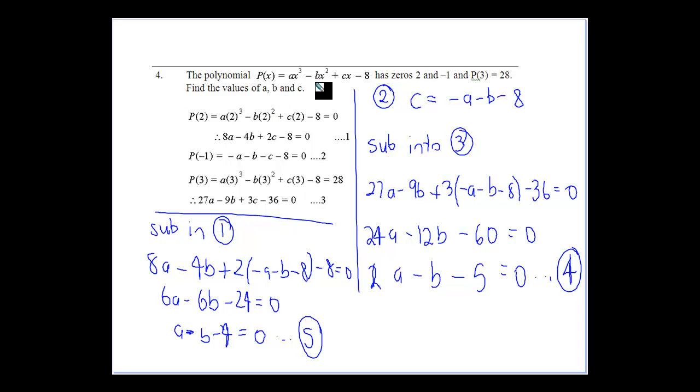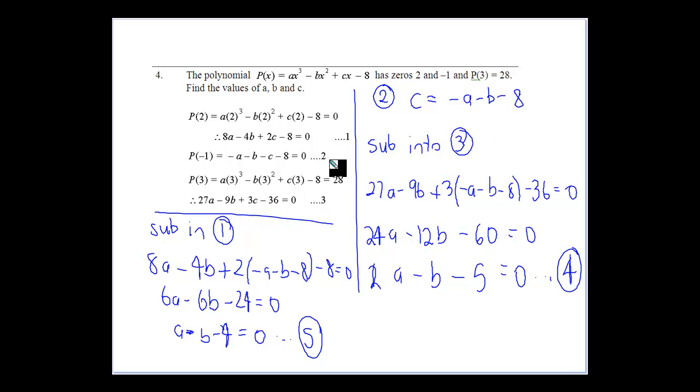This time we've got a polynomial with a, b, and c missing. We've got zeros at 2 and minus 1, and we're told when x is equal to 3, y is equal to 28. So let's find the values of a, b, and c. If that's the case, when x is 2, we know y is 0, so we're able to get an equation in terms of a, b, and c. When x is equal to minus 1, y was equal to 0 as well, so we're able to get an equation in a, b, and c as well. And when x was equal to 3, y was equal to 28, so we're able to get an equation in a, b, and c there.